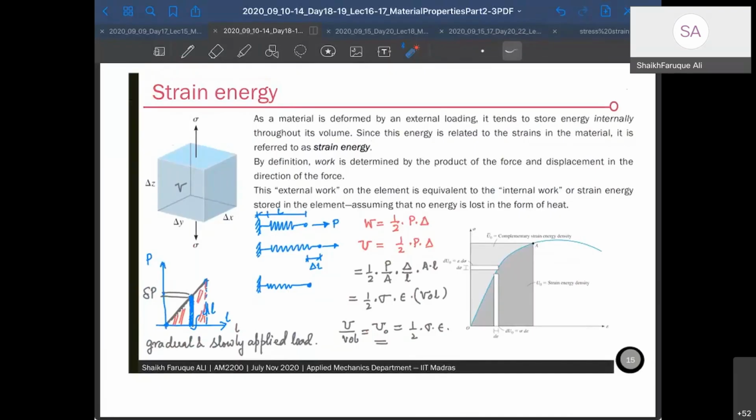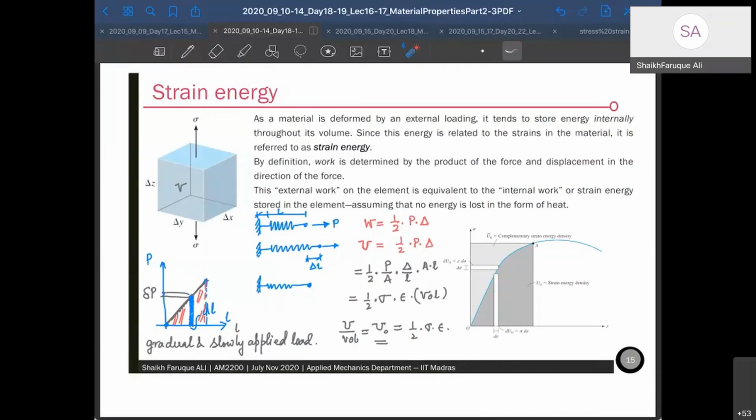As you start loading a material, you are doing work on the material, because you are giving a load and the material is deforming. So when you are giving a load and the material is deforming, that means you are doing some external work on the material by an external body. Where is this work going? This work goes into the material itself.